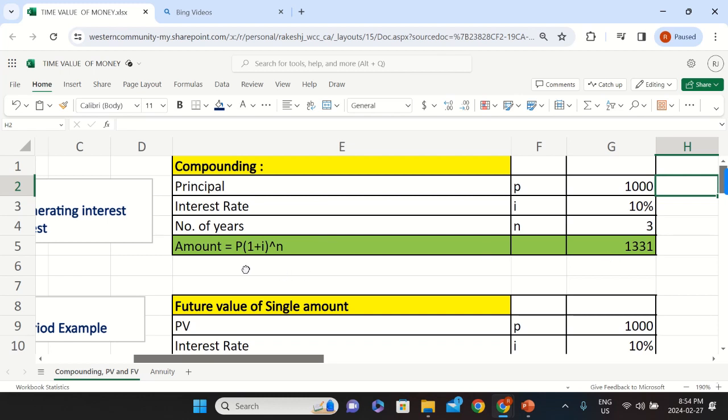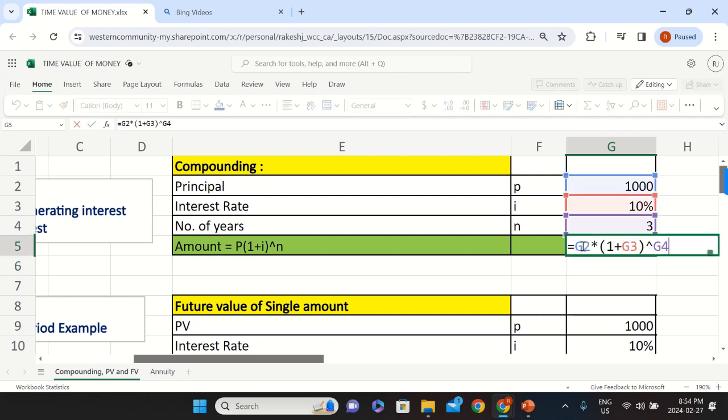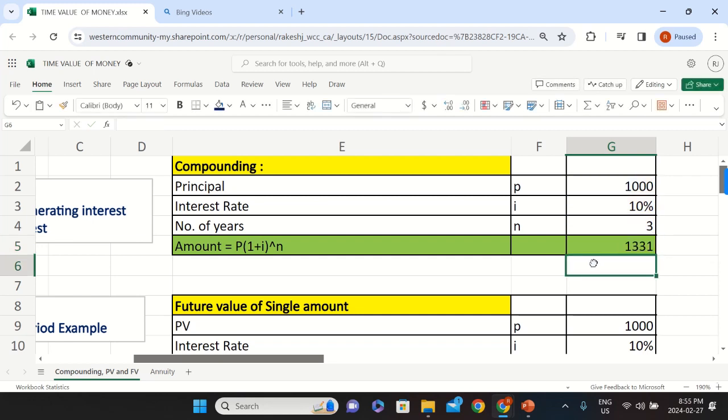What the formula says is that P is the principal, times 1 plus I, to the power of N. N is the number of years, right? So if I want to calculate once again, you can see we have G2, this amount, times 1 plus G3, to the power of G4, which is the number of years, that N is the period. So in this case, we can calculate once again.